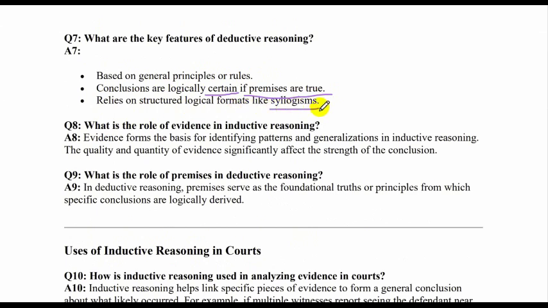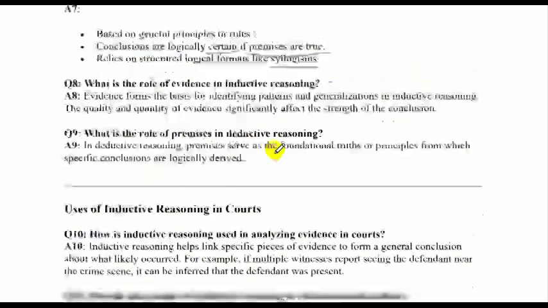I explained earlier what is syllogism. Syllogism is made up of one or more premises and a conclusion. So that's the structure, the format, the form of deductive reasoning. What is the role of evidence in inductive reasoning?